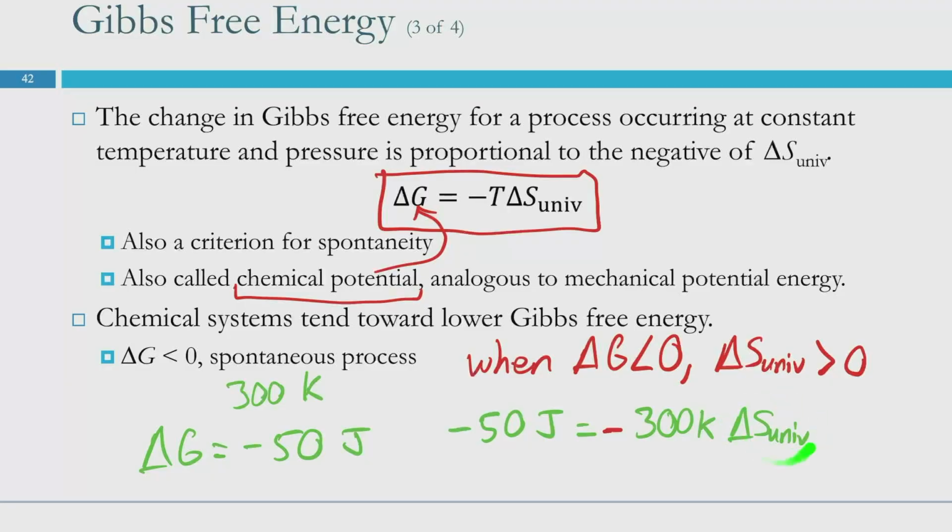Our change in entropy of the universe, since these both have negative signs already, is going to be positive. We could solve for it if we wanted to. It would be 1/6 joules per Kelvin. I don't know if that's a realistic number. It's probably not. But just showing you that if our change in Gibbs free energy is negative, our change in entropy for the universe is positive, so that's going to be spontaneous. So these are two ways that we can look at whether something's spontaneous.